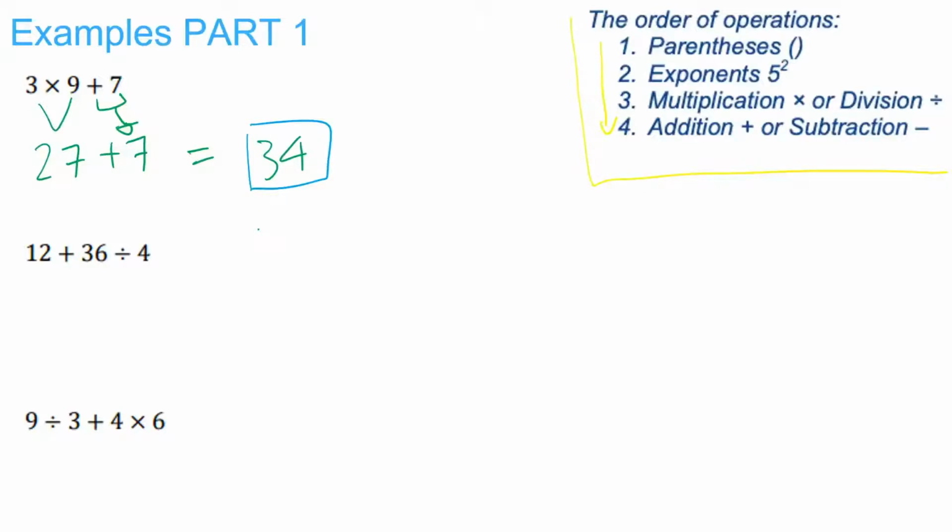Same thing for question 2. Do we see any parentheses? We don't see any parentheses. Do we see any exponents? We don't see any exponents. Do we see multiplication or division? Yes, we do. 36 divided by 4, which is equal to 9. So 12 plus 9 is equal to 21.